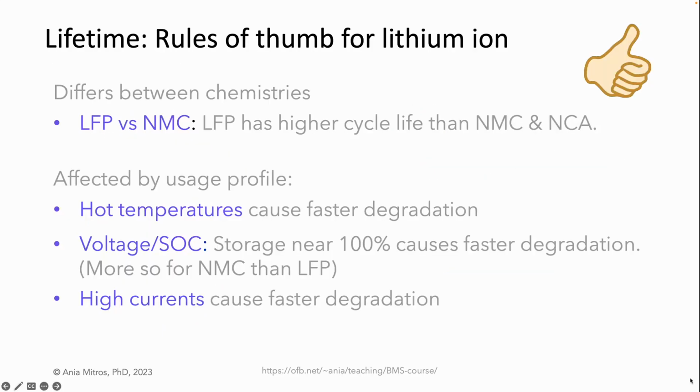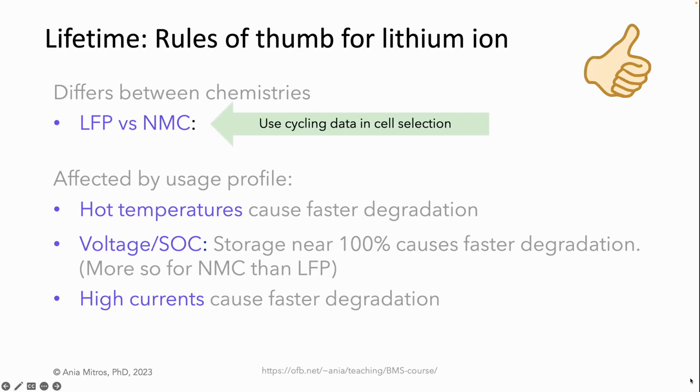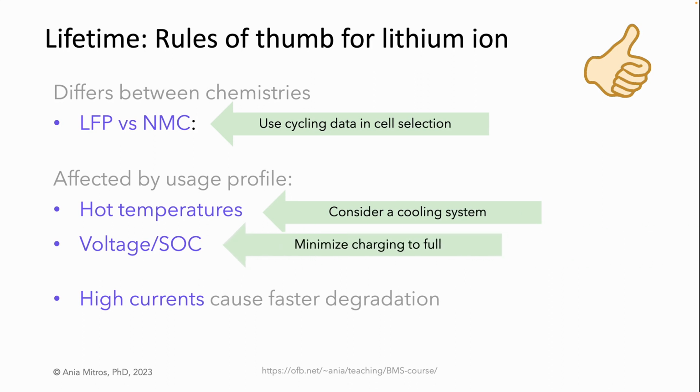Let's return to those rules of thumb and discuss design mitigations. When choosing which cell to use, ask the manufacturer for their cycling data or collect your own to ensure that the cell is appropriate for your application. Specify an appropriate cooling system. Minimize charging to 100%. High currents also reduce lifetime. Be mindful when deciding whether to fast charge and how fast exactly and how often.